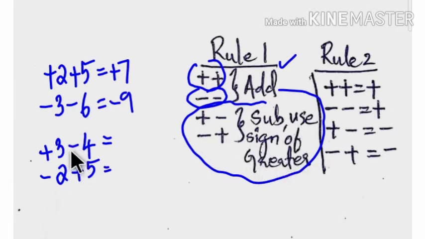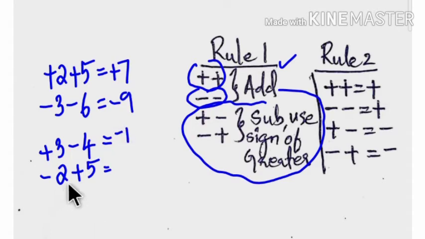So firstly we need to subtract: 4 minus 3 is 1, and use the sign of greater number. Here greater number is 4, right? 4 is greater than 3, so 4 is greater number. Use the sign of greater number. So the sign of greater number is negative. So use negative sign in the answer.